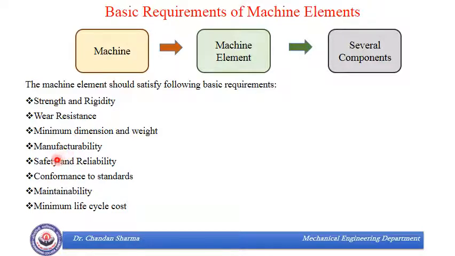Then it should be safe and reliable. It should perform the intended function safely and reliably. It should conform to standards. The component should not be such that it is not available in the market. So it should conform to certain standards. Its maintenance should be possible, and it should have minimum life cycle cost. So these are the basic requirements that a machine element should satisfy.